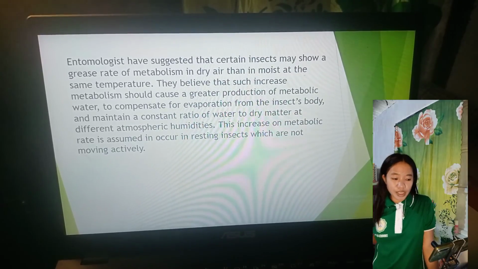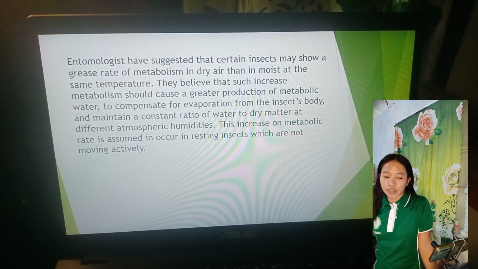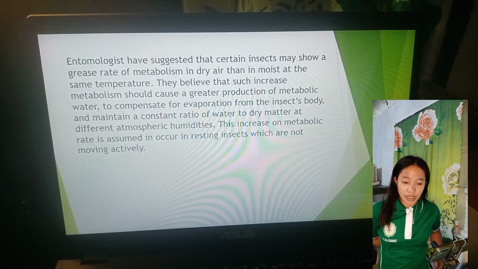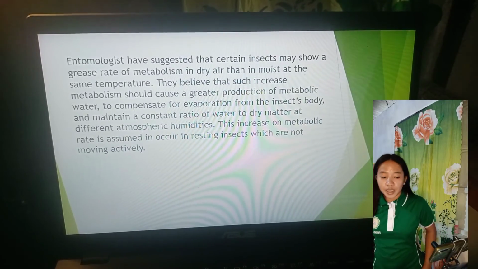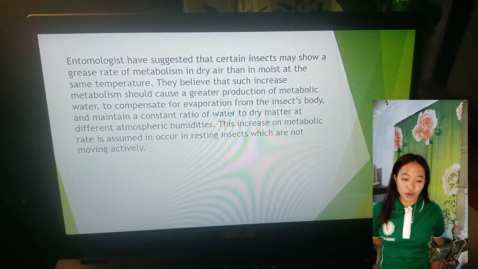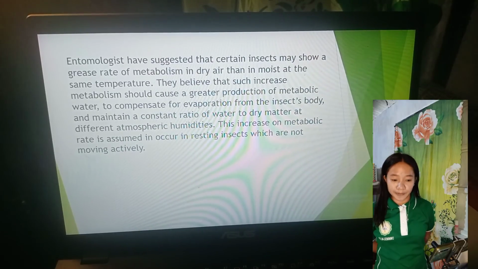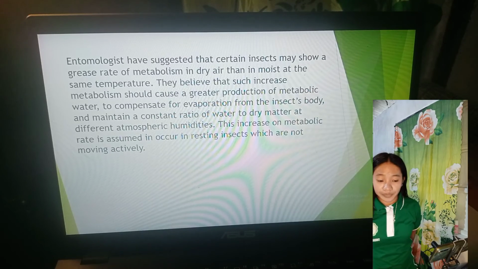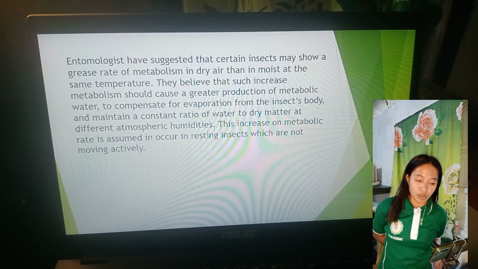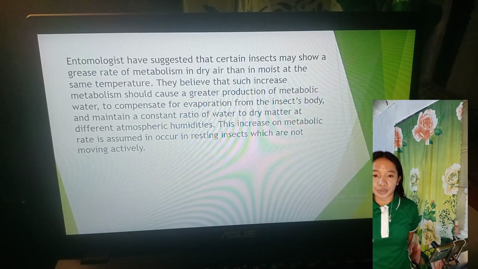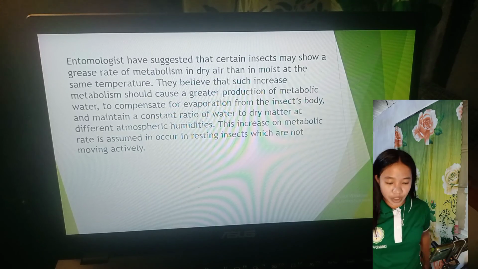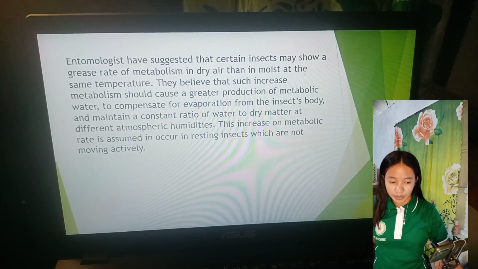Entomologists have suggested that certain insects may show a greater rate of metabolism in dry air than in moist air at the same temperature. They believe that such increased metabolism causes a greater production of metabolic water to compensate for evaporation from the insect's body, and to maintain a constant ratio of water to dry weight at different atmospheric humidities. This increase in metabolic rate is assumed to occur in resting insects which are not moving actively.